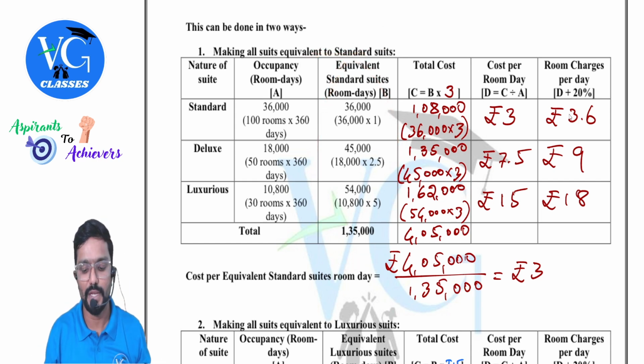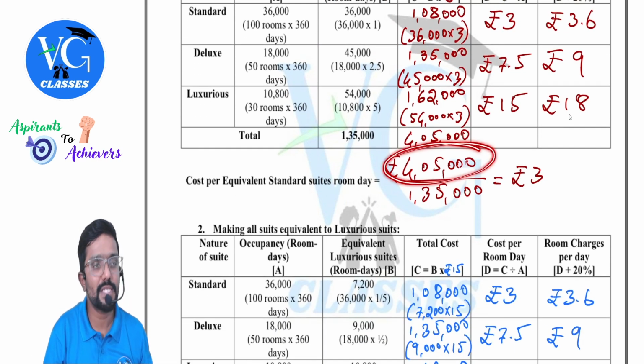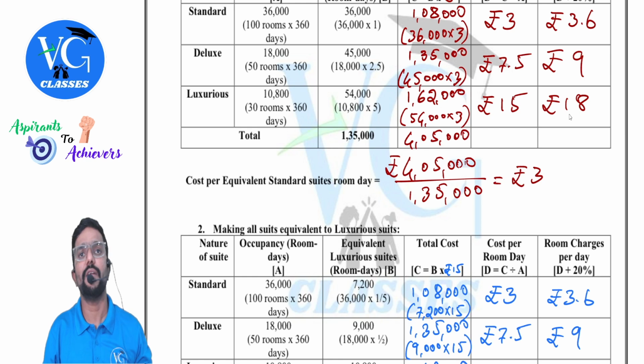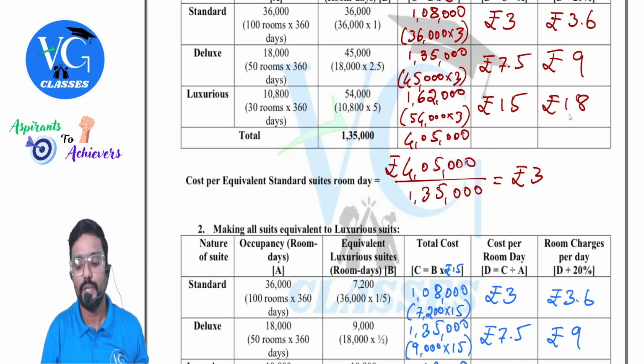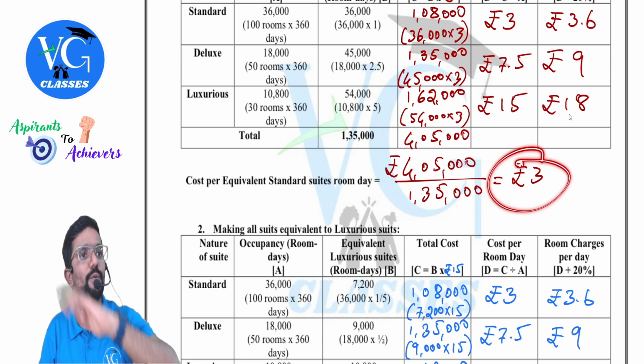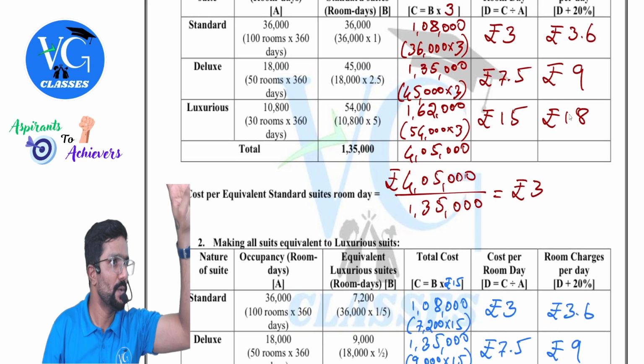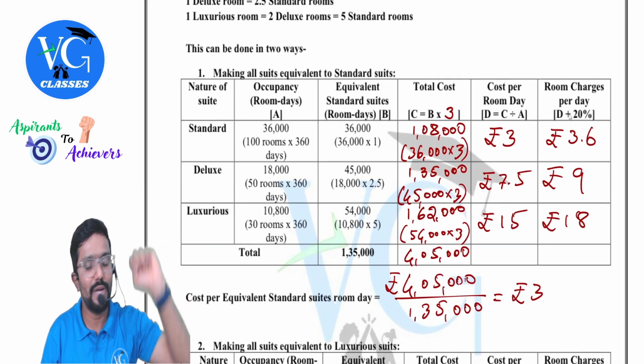What is the use of this, sir? Guys, my total overhead cost is how much? 4,05,000. We will divide it by 1,35,000. What is 1,35,000? Equivalent standard room days. You will get cost per standard room day, which is 3 rupees.